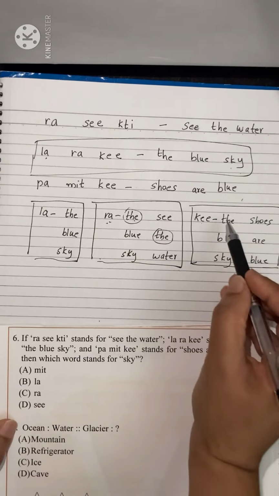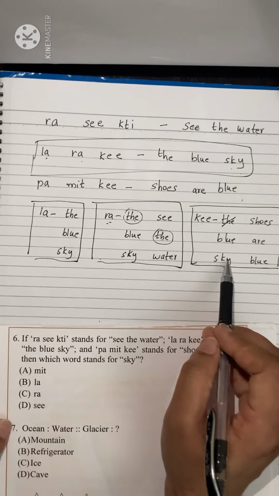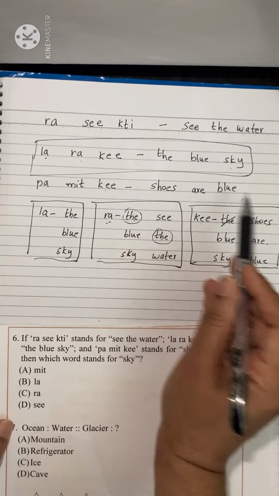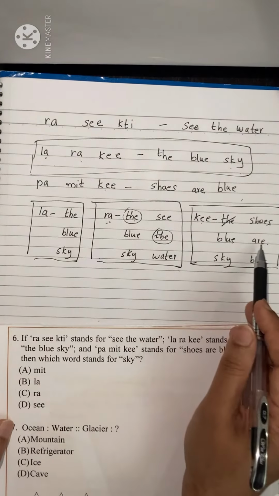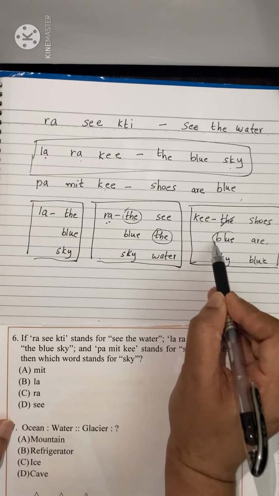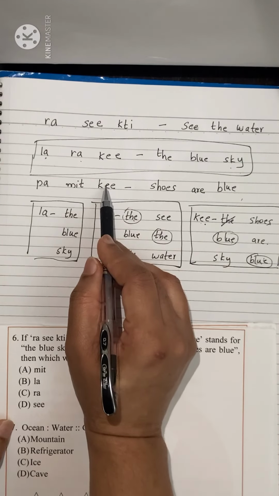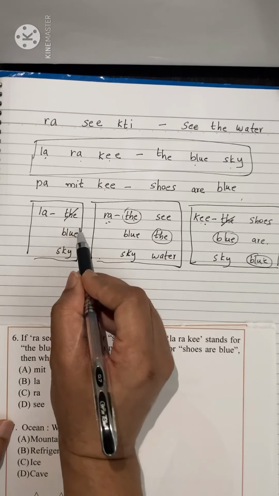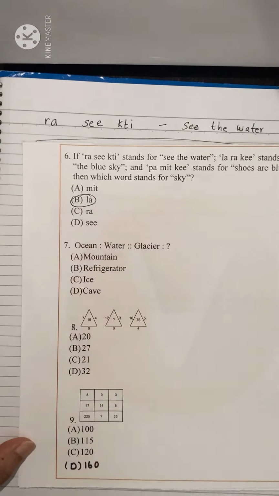Now next one, Ki. Ki can be either blue or sky, the will not come because we know that Ra is the. Ki is also in the third one: shoes, are or blue. Anyone will come as Ki. So here blue and blue are repeating, therefore Ki is blue. Here and here Ki is there, so blue and blue repeating, so Ki will be blue. So the and blue we can cancel. So the word sky stands for La. This one, B.